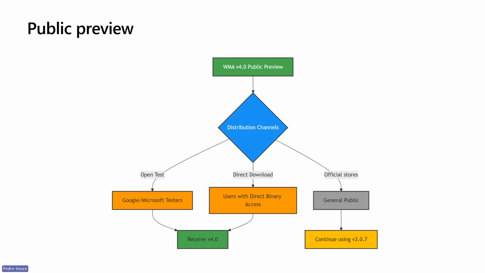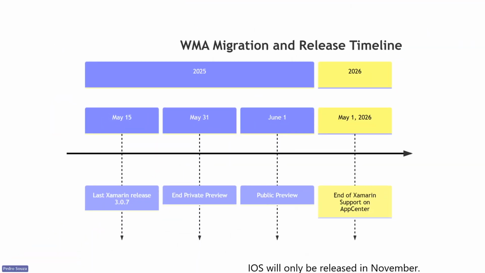So let's give a timeline here. Let's talk about the timeline. We will have a new version, maybe the last version for Xamarin, which is 3.07. It's going to be released on May 15. What does this version contain? Mostly it's just compliance and security stuff, but no really new features. But we have some security things that we are addressing there.